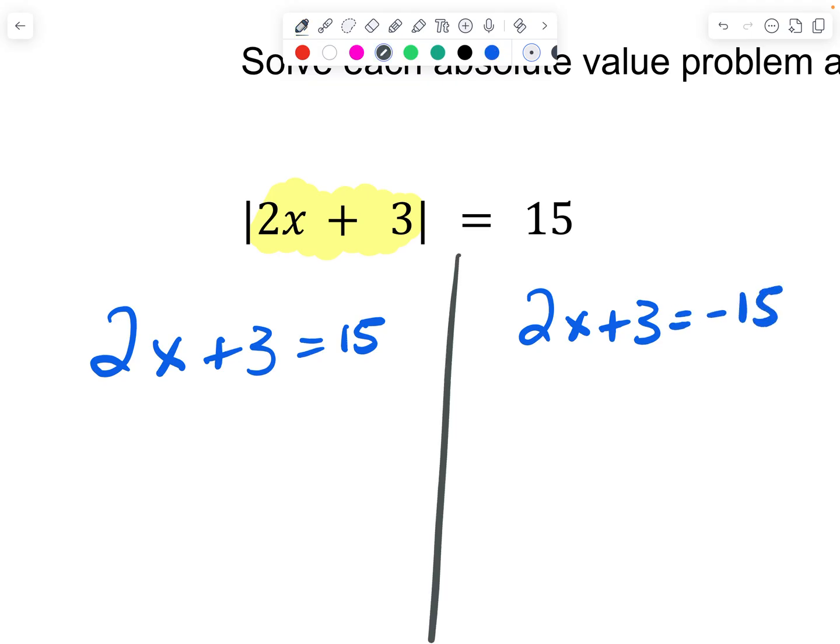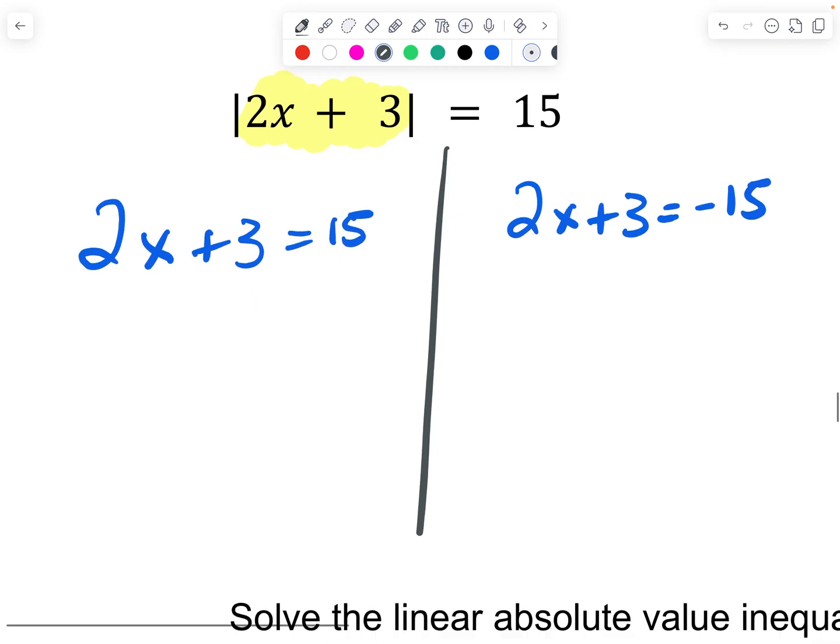So all you do now is you solve both of these equations. You should get two different answers. So we're going to subtract 3 from both sides. You do have to show work for advanced to get full credit.